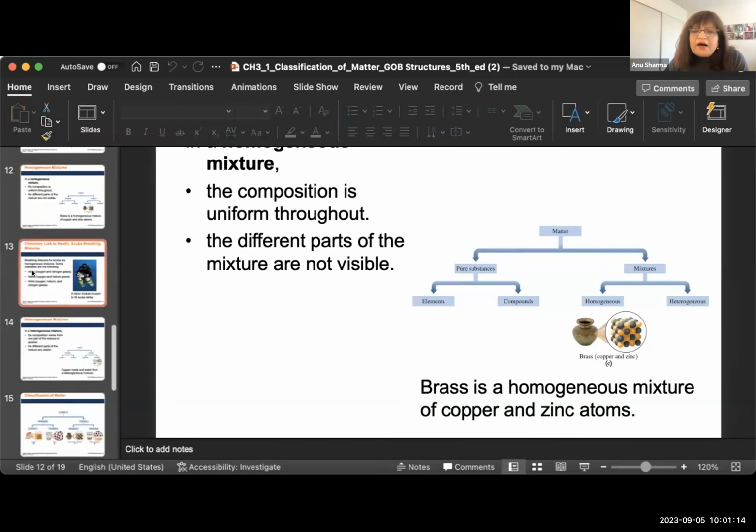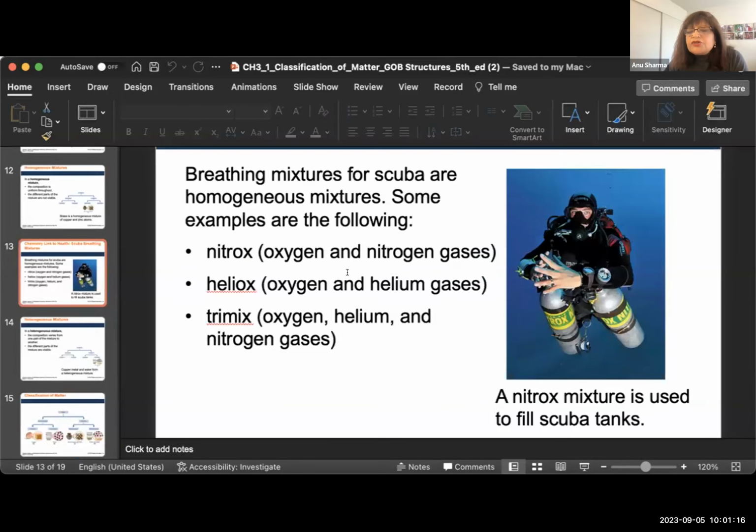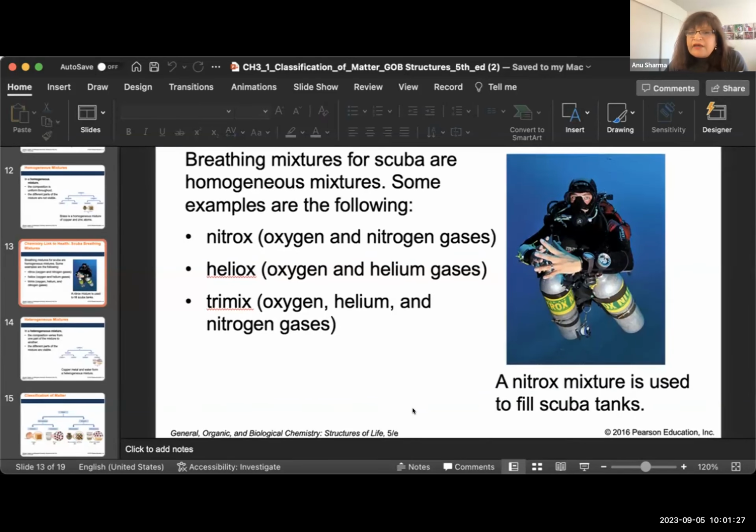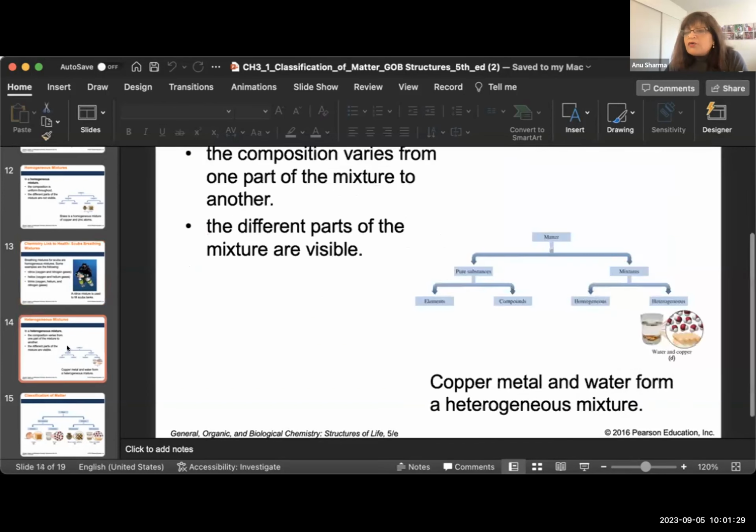But here is a mixture of oxygen and nitrogen gases, heliox, oxygen and helium gases, oxygen, helium, and nitrogen. So all these mixtures, sometimes they look as one. Air is a mixture of different gases. They all look like one, so we can't see the individual components separately. But nonetheless, they can be separated by not very complicated chemical reactions.